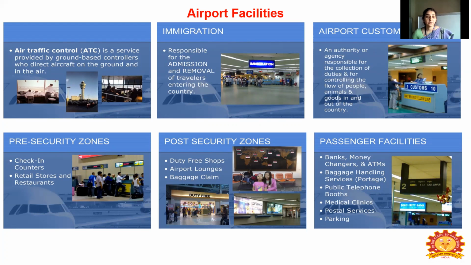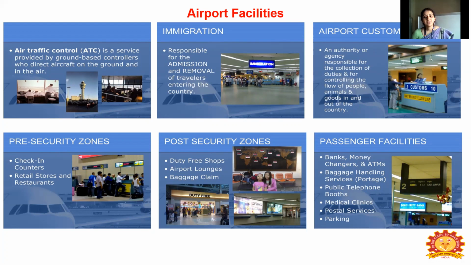And the next one is the pre-security zone. The pre-security zone is nothing but the check-in counters, the restaurants, retail stores and all that. So before the security, you have all these. And after the security features are over, then you have duty-free shops, airport lounges, baggage claim and all that.